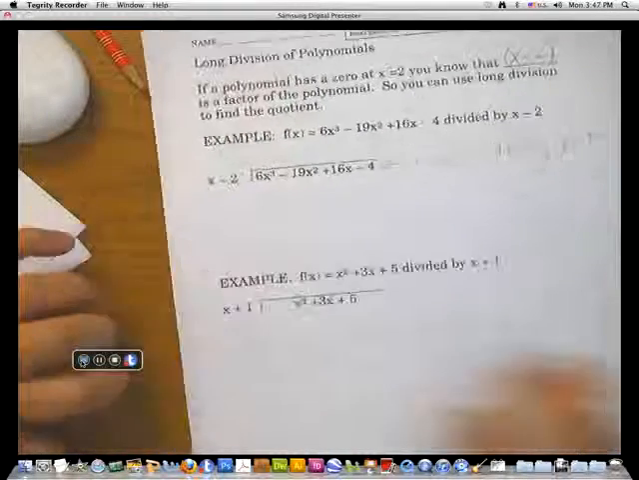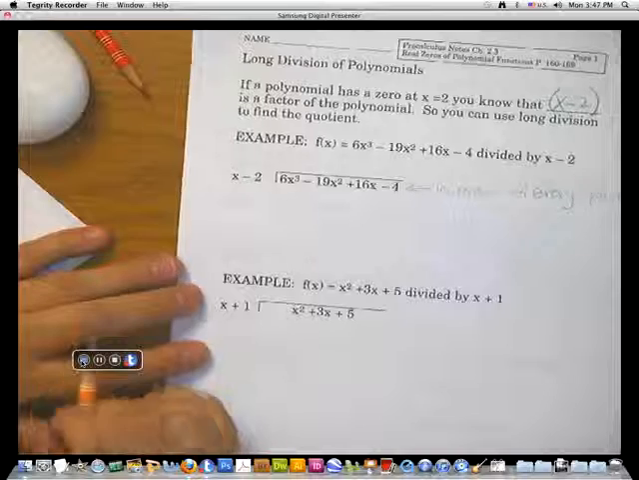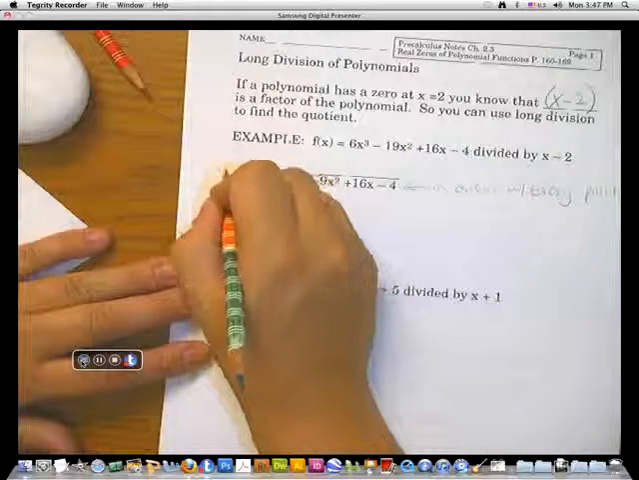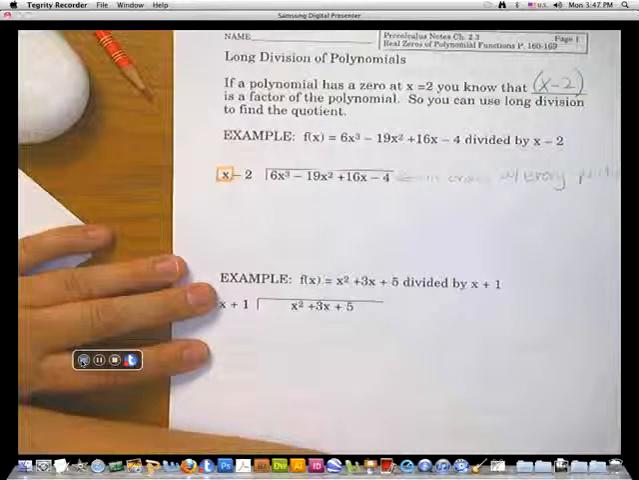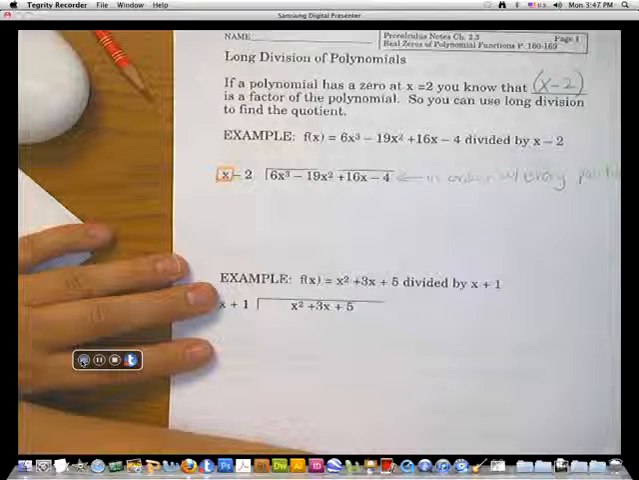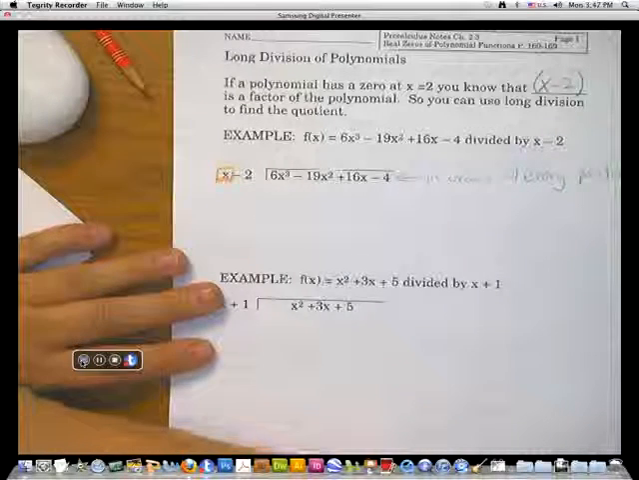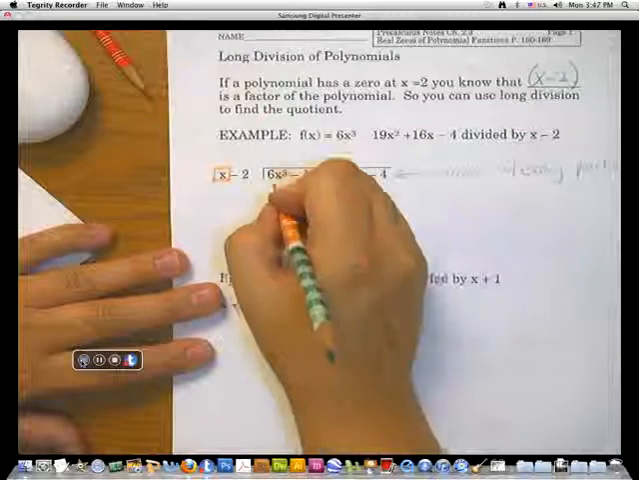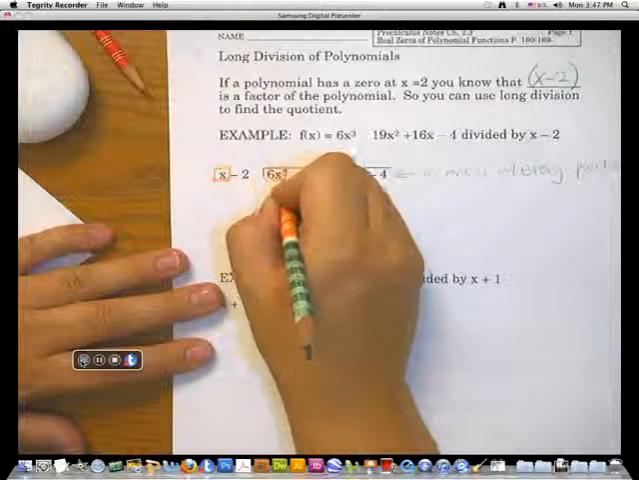Then when we start dividing, the only thing we look at is the first term of the divisor that's on the outside. So the only thing we care about is the x. The minus 2 is like a tag along. And as we go through our problem, the only thing we care about is the first thing that we come across.